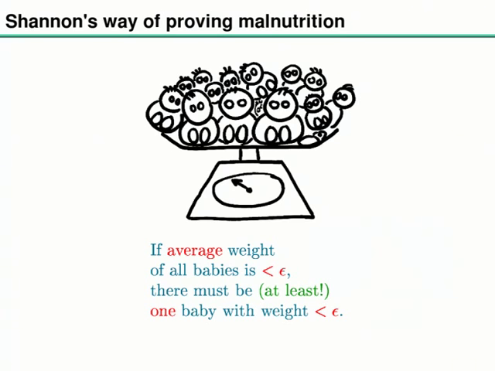But Shannon's method is much cheekier. He gathers all the children in Iraq, puts absolutely all of them in a weighing machine, weighs all of them simultaneously, and finds the total weight, from which you can deduce the average weight of all the children in Iraq. And if that average weight is less than 1 kilogram, then that establishes, since they're all positive weights, there must be at least one baby with weight less than epsilon. In fact, you've established that almost all of them have weight less than epsilon. At least half of them must be malnourished, without ever identifying any particular one of them that is malnourished.